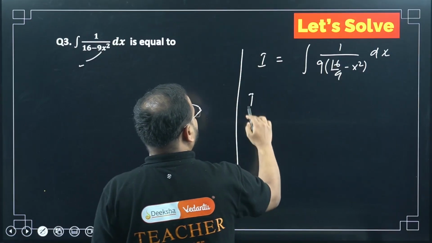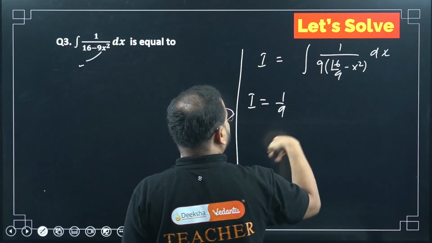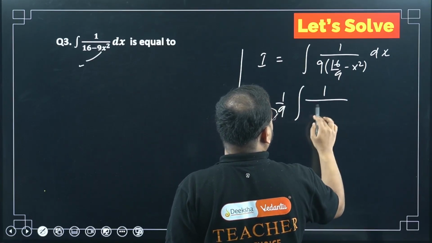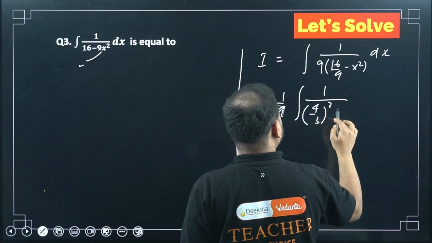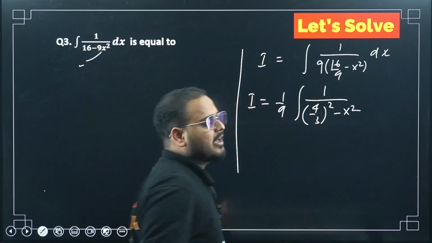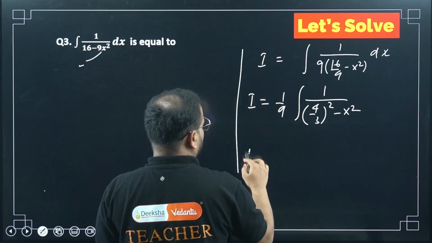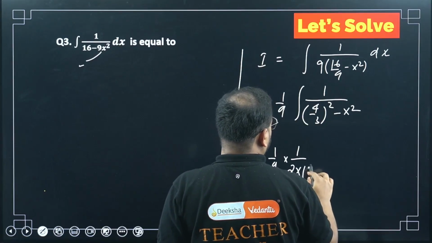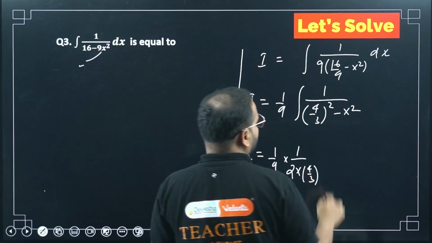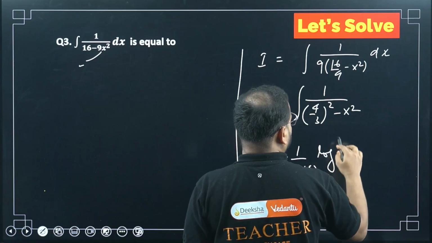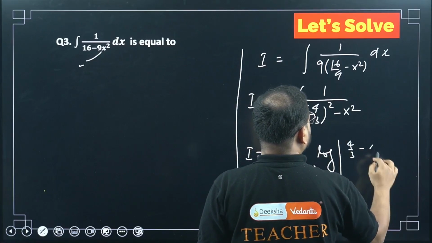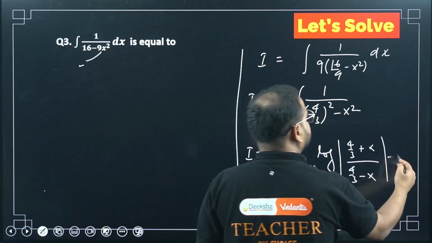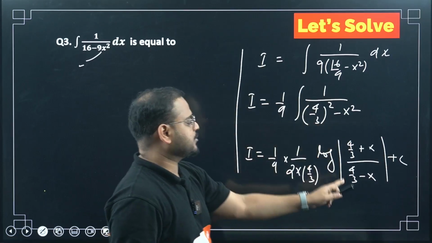Okay, please have a look over here now. Next step, I'll bring this 1 by 9 outside. Now what does this become? Integration of 1 upon 4 by 3 the whole square minus x square. Same formula, a square minus x square. So I equals 1 by 9 times 1 upon 2a, so 2 times of 4 by 3, log of the same thing: 4 by 3 plus x in the numerator, and 4 by 3 minus x, because it is a square minus x square. So this will come in the denominator.